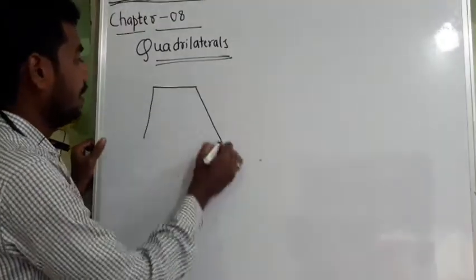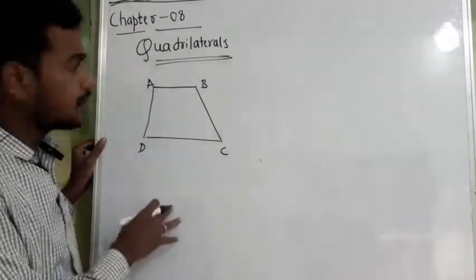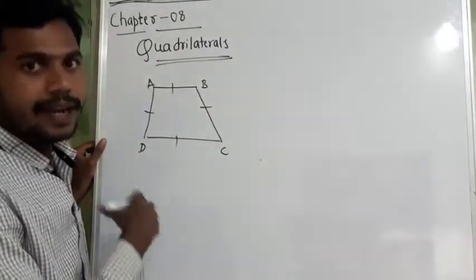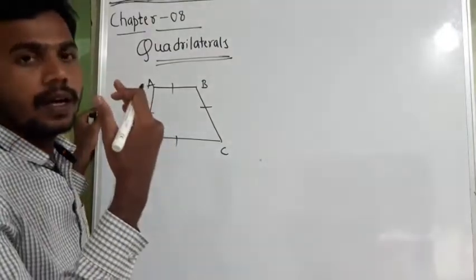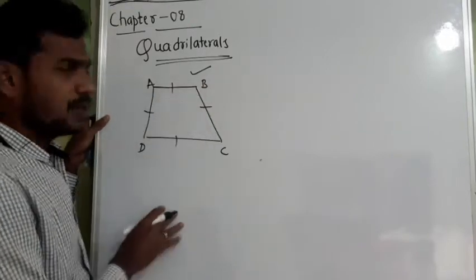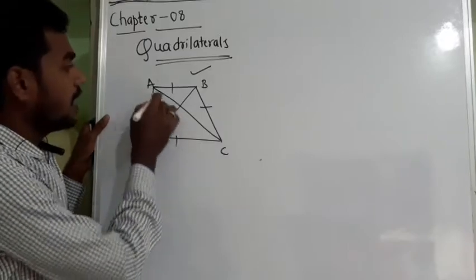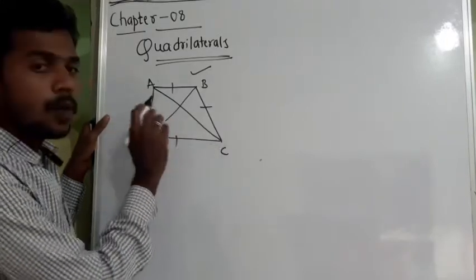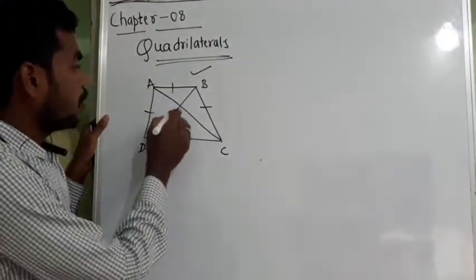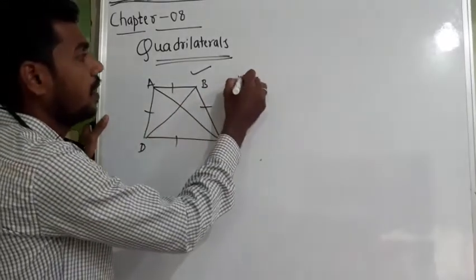See, if I take A, B, C, D, it is a quadrilateral which has four sides, and based on its sides and angles, we are going to name the quadrilateral in different ways. Now, a quadrilateral has four sides and two diagonals. What do we mean by diagonals? The line segment connecting two opposite vertices of a quadrilateral is a diagonal. There are two diagonals, AC and BD, in this particular quadrilateral.